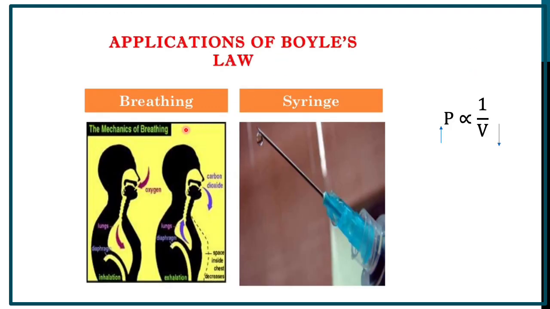This is an example of the application of Boyle's law. For example, breathing and syringe. In breathing, when we inhale the gases, the pressure changes and the volume changes. Or for the syringe, when you press the syringe, it means that you increase the pressure, so volume will decrease.